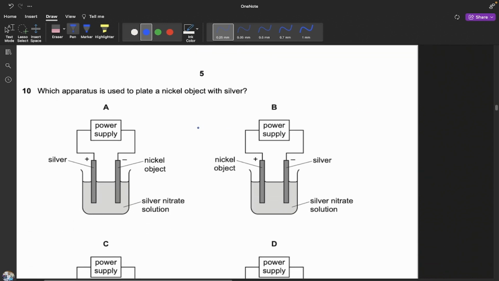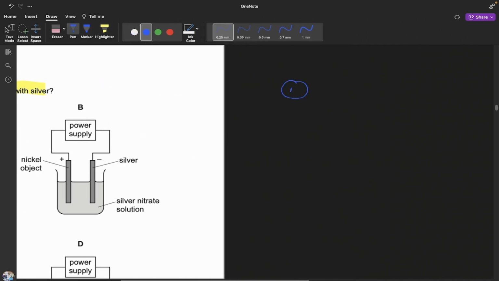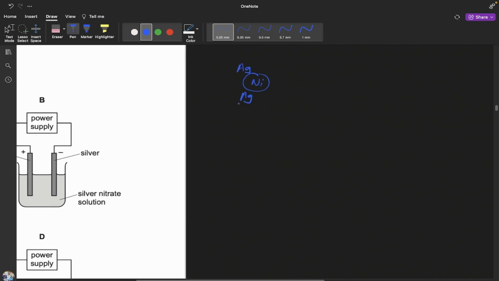Which apparatus is used to plate a nickel object with silver? Nickel object with silver. Okay. You have a nickel object. You are coating it with Ag. So Ag is the one which is going to deposit on nickel. So Ag should undergo a reaction like this.